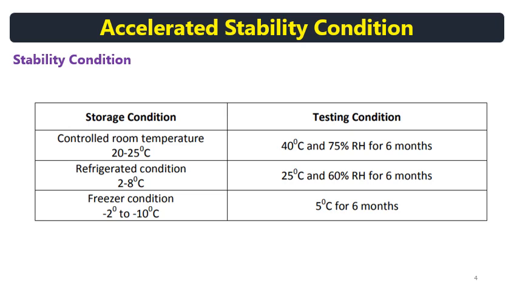Then if the product is required to be stored in freezer condition, -2 degrees Celsius to -10 degrees Celsius, then 5 degrees becomes the accelerated condition. And for all these types of accelerated conditions, 6 months is the period for storage.